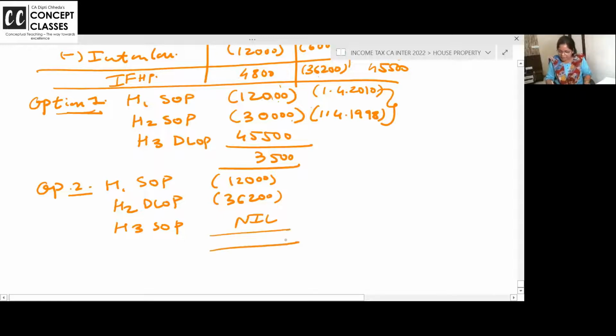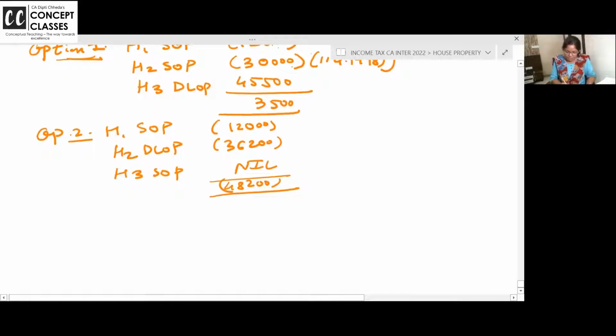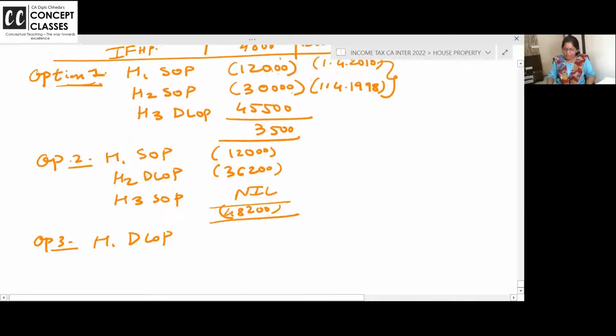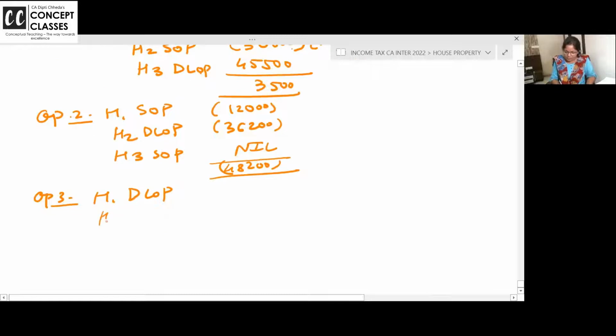So finally there is a loss of 48,200. 48,200 is the loss. Now option 3, house 1 deemed let out. Are you getting combinations? Third DLOP, second DLOP, now first DLOP. House 2 self-occupied, house 3 self-occupied.